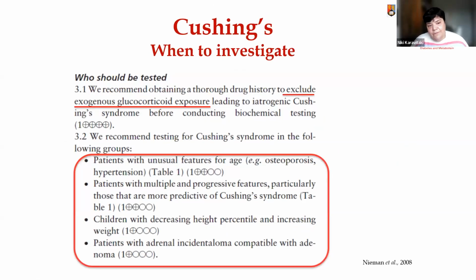So who should be tested? Based on the guidelines, we should test patients with unusual features for age, as we said before, like osteoporosis or early onset hypertension; patients with multiple and progressive features, particularly those which are more predictive for Cushing's syndrome; children with decreasing height velocity and increasing weight; and patients with an adrenal incidentaloma which has imaging features compatible with an adenoma. Of course, we will do these investigations if we have excluded exogenous glucocorticoid exposure.